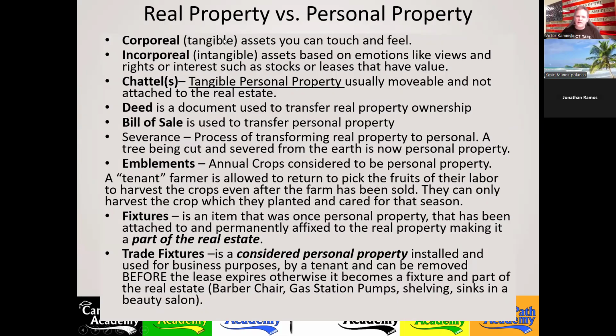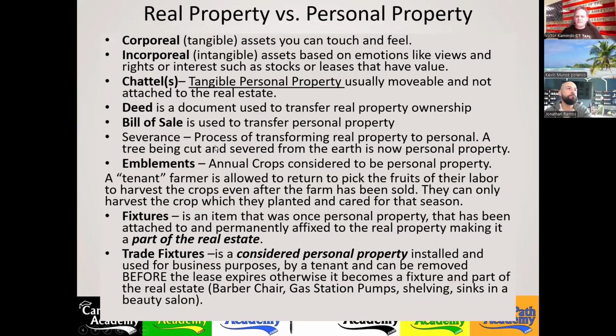Corporeal or tangible assets are something you could touch and feel. Incorporeal or intangible assets are based on views and rights or interests, such as stocks or leases that have value. Chattel is tangible personal property. It's usually movable and not attached to the real estate. A deed is a document used to transfer real property ownership, while a bill of sale is used to transfer personal property.